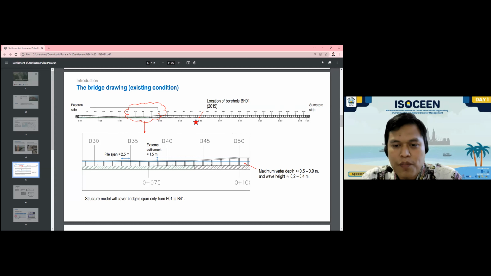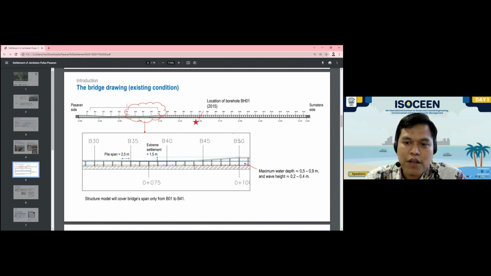The bridge spans 400 meters, and the settlement occurred in this area. And this is how we numbered or indexed the piles of the bridge. They are P1, P3, and up to P40, P45, P50, and others.